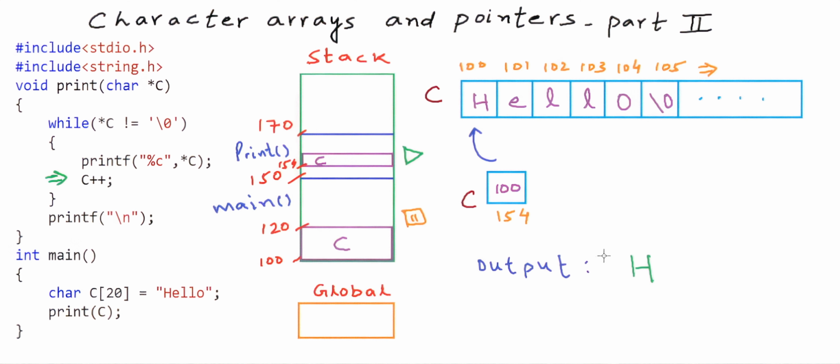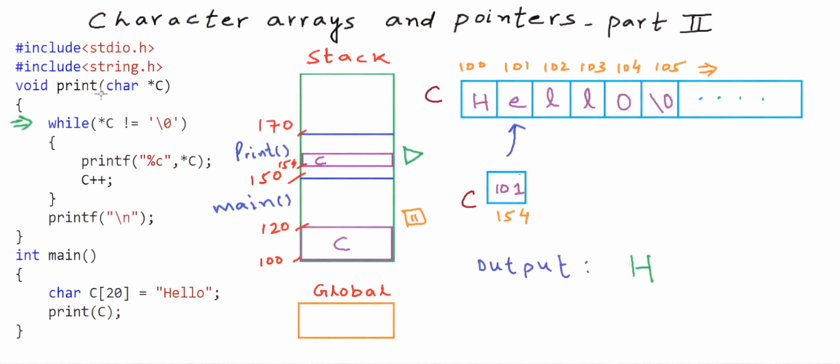If we understand pointer arithmetic from our previous lessons, incrementing a pointer by 1 unit increments the address by the size of the data type that the pointer points to. C here is a pointer to character data type, and character data type is 1 byte. So C plus 1, C++, is saying C is equal to C plus 1. So C now becomes 101. So now C points to the second character in the array.